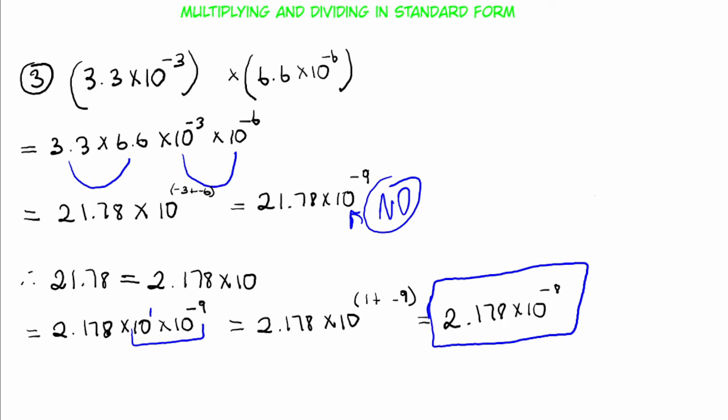Now, since we've looked at some multiplication examples, let's go ahead and look at division of standard form. Now, when doing division of standard form, it's pretty similar to multiplication. Just remember to apply the law of indices that speaks to division to the index parts of the problem. Let's look at these examples.